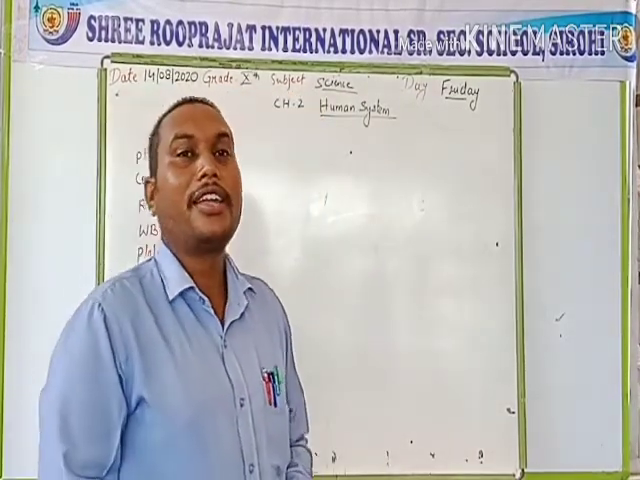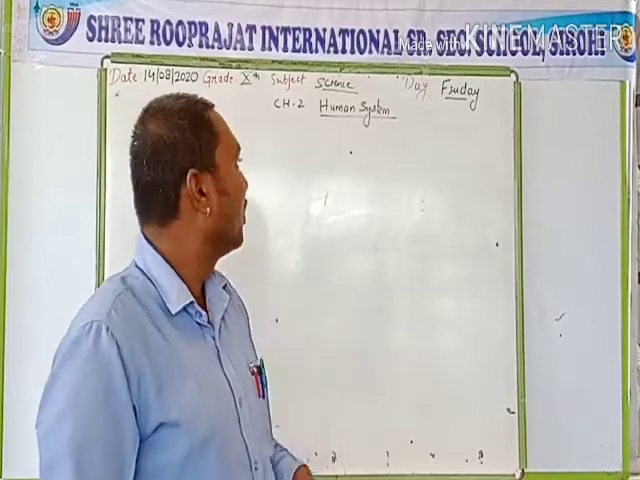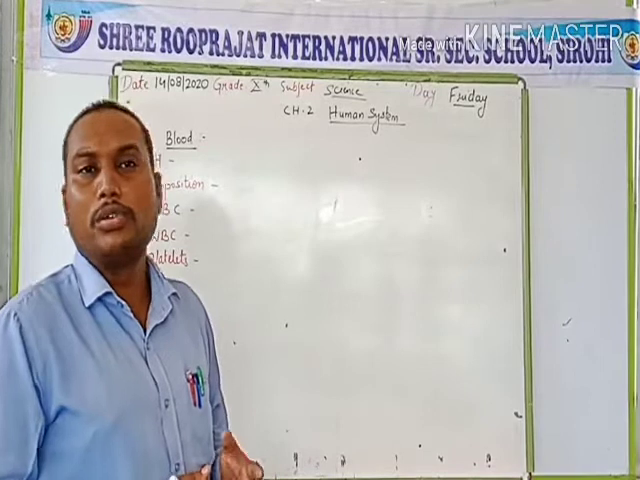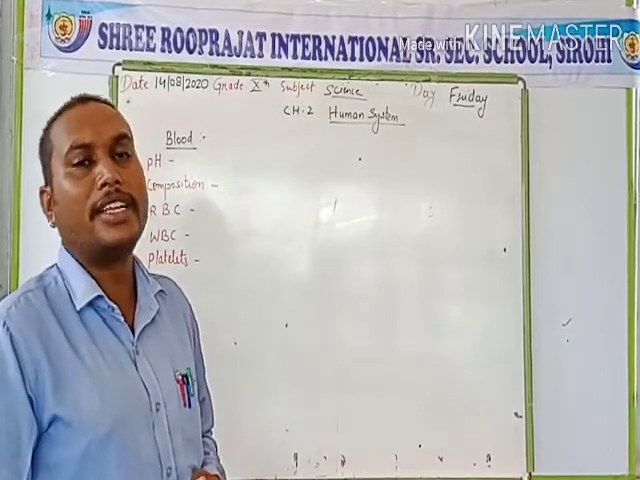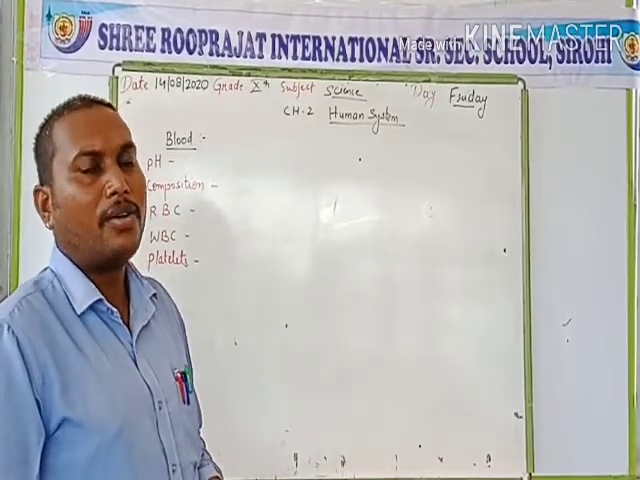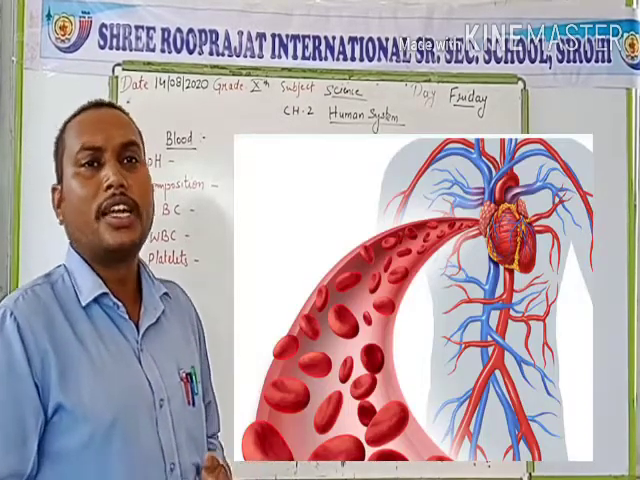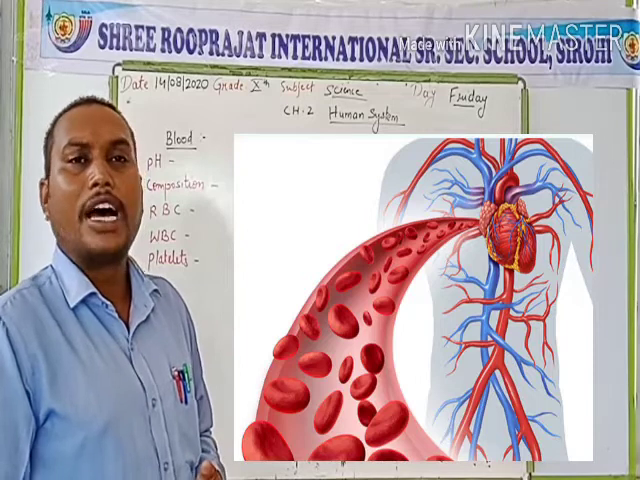Today we will study our chapter number 2, human system. In this chapter we have already completed the two systems, human digestive system and the respiratory system. Now the third, human circulatory system. Before going to this human circulatory system, we should know about the blood.